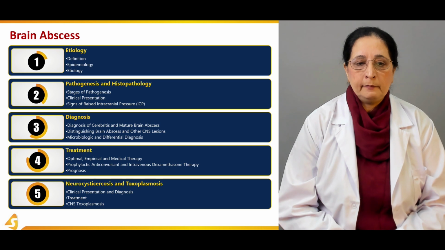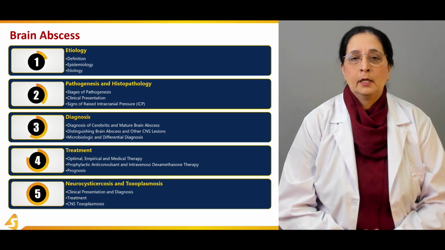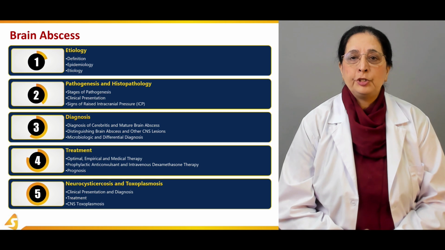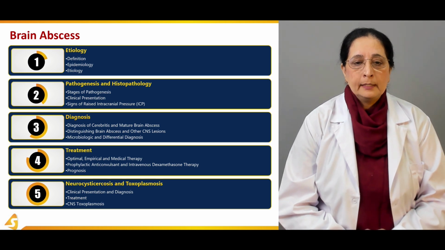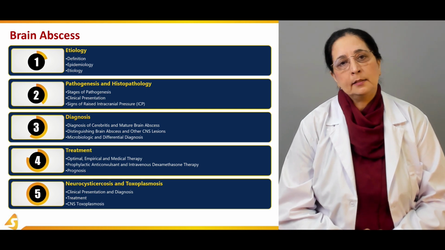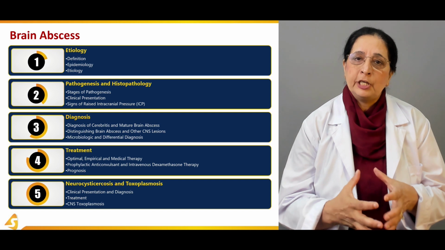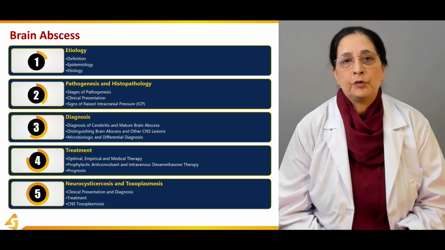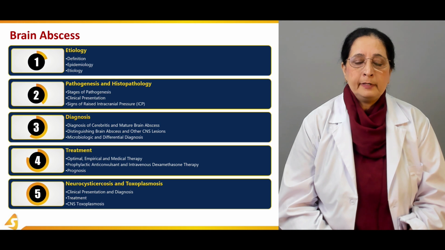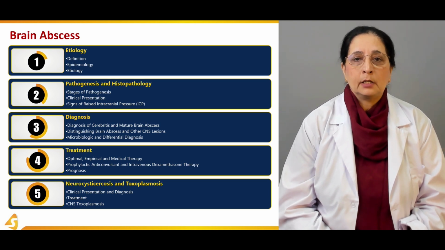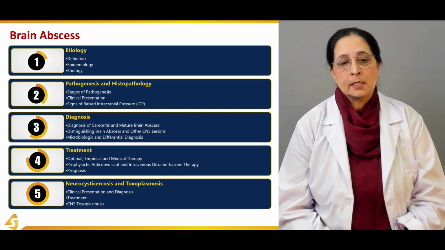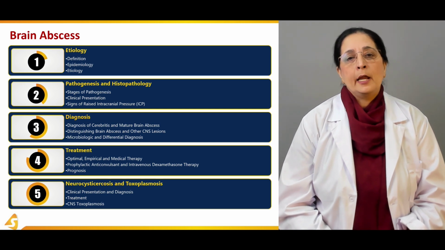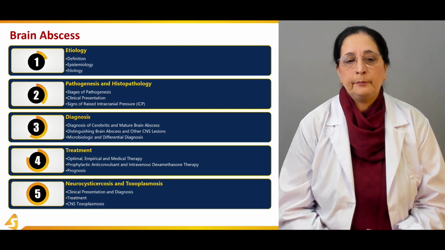Then in the third section, we will discuss the diagnostic measures for the brain abscess, diagnosis of cerebritis and mature brain abscess. Then distinguishing brain abscess and other CNS lesions. So what are some distinguishing features that help us to distinguish whether it is brain abscess or some other central nervous system lesion? Then also we will talk about the biology of brain abscess, what are different microorganisms that are associated with the brain abscess, and also the differential diagnosis of the brain abscess.